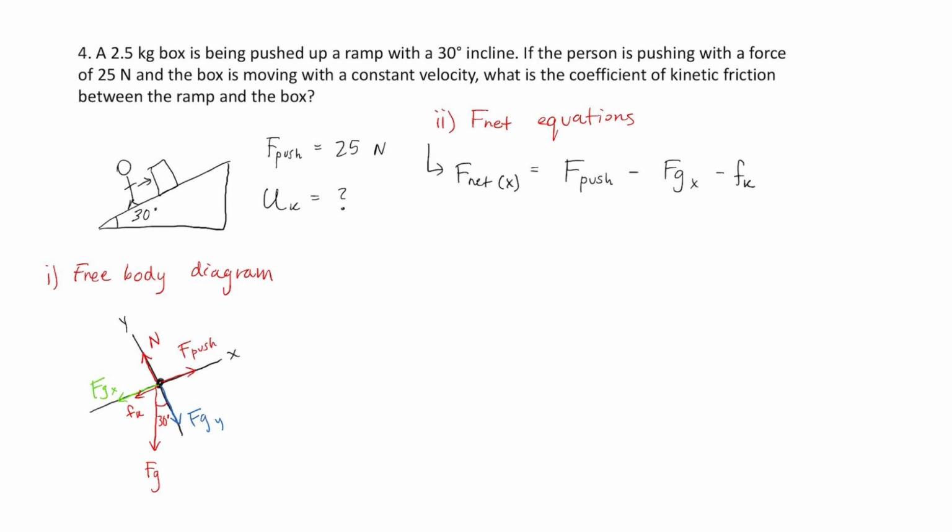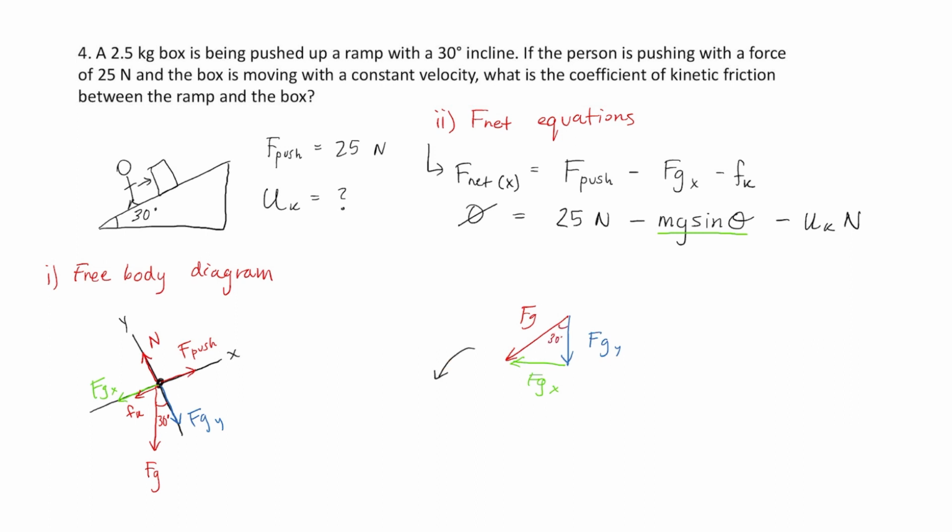And now we were told that the box is moving with a constant velocity. That means we can replace Fnet x with 0. And then we can replace the pushing force with 25 newtons. We can replace the x component of the force of gravity with mg sine theta. And we can replace the kinetic friction with mu k n. Now you might be wondering, where did I get mg sine theta from? Well, if I use vector addition to add FGY and FGX tip to tail, the resultant is the force of gravity. And with that, we form this right-angled triangle.